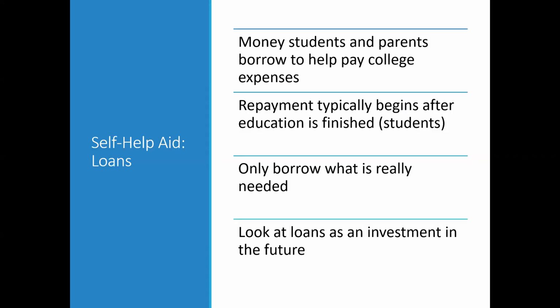So when you have your offer letters in front of you, you want to really see what's really needed to borrow. Do you need to borrow the full amount of a loan? You could be eligible for a private loan for, say, $25,000, but you may only really need to cover $15,000. So only borrow what's really needed. And look at loans as an investment in the future.